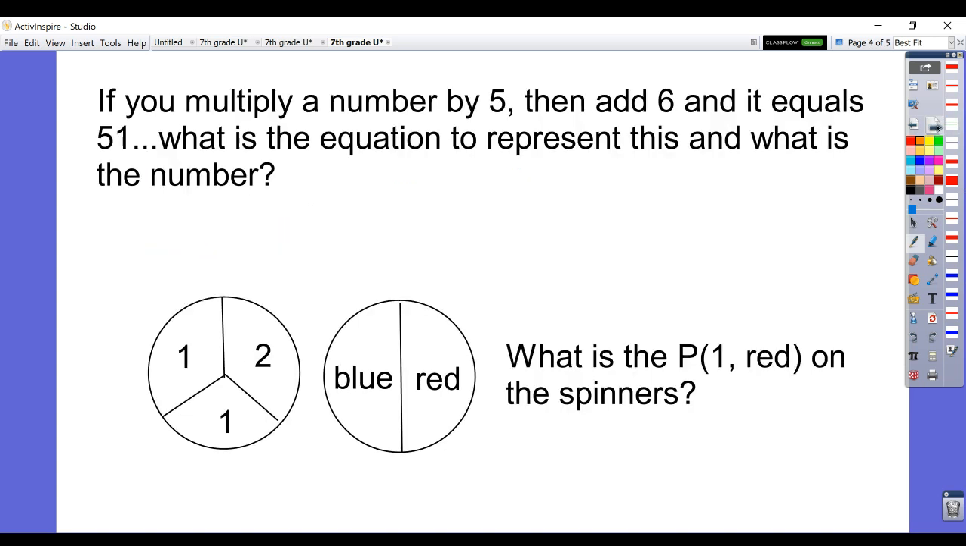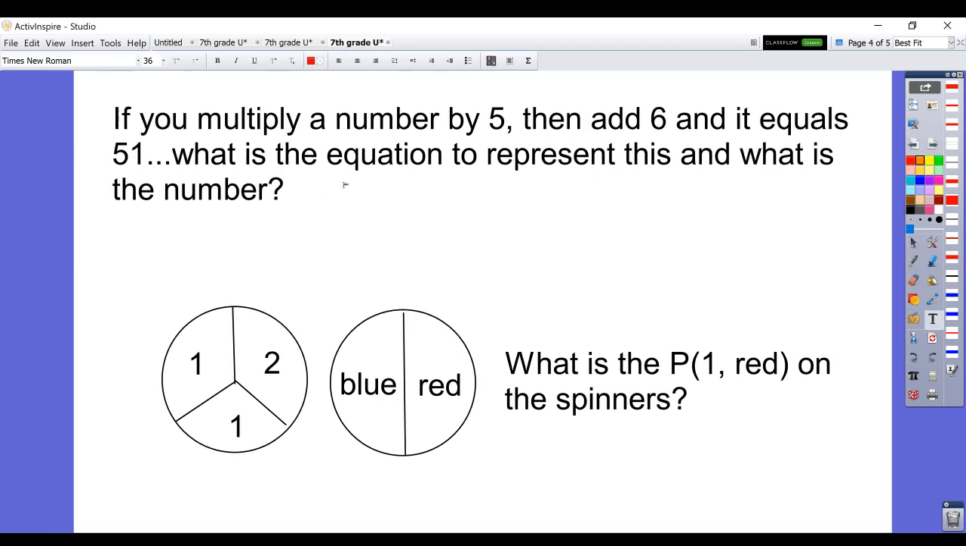All right, for the next one, if you multiply a number by 5 and then add 6 and it equals 51, what's an equation to represent this and what is the number? So we're multiplying a number, which we can use any variable at all, just go with n, times 5, and then I'm adding 6, and it equals 51. Okay, so I could write it this way. Let's face it though, we typically try to get away from x for multiplication. So we'd probably write this more likely this way.